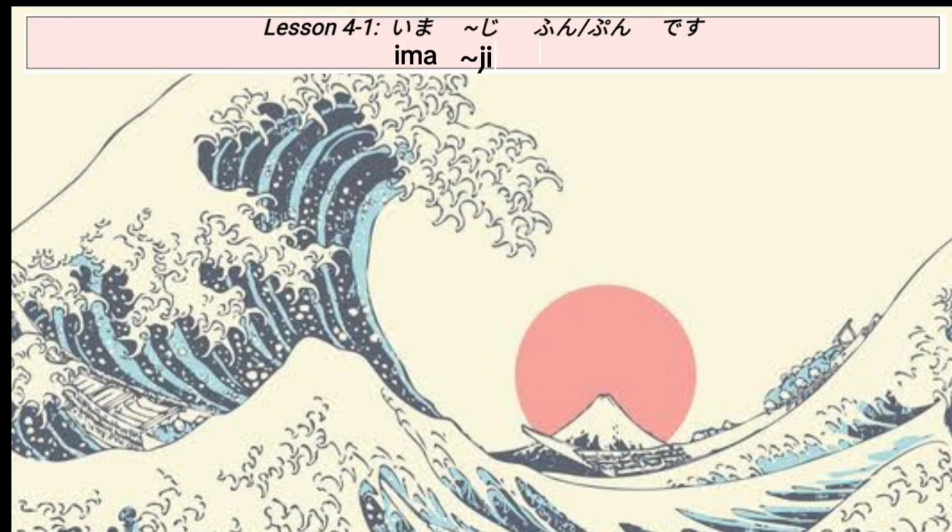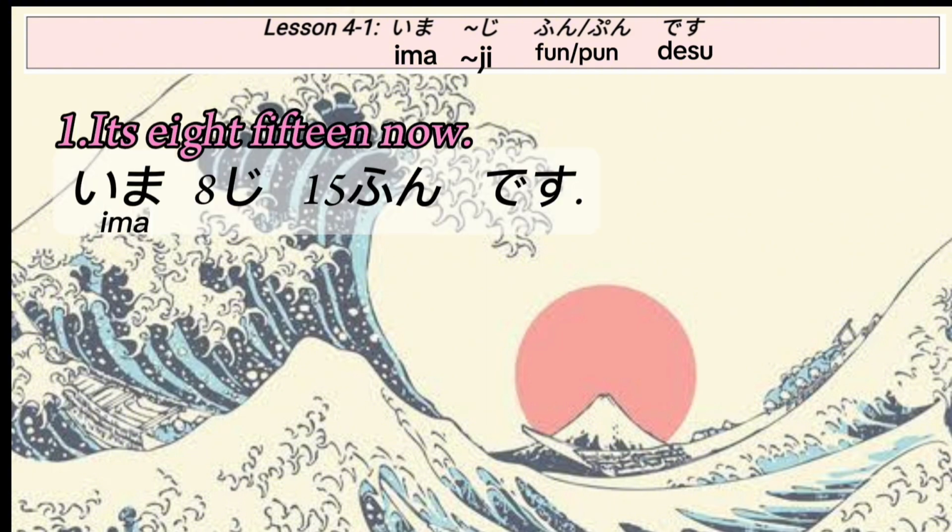Ima, ji, fun or pun, desu. Our first topic is how to express time. Ji means o'clock, fun or pun means minutes. For example, it's 8:15 now.